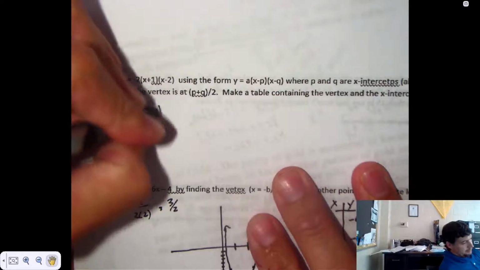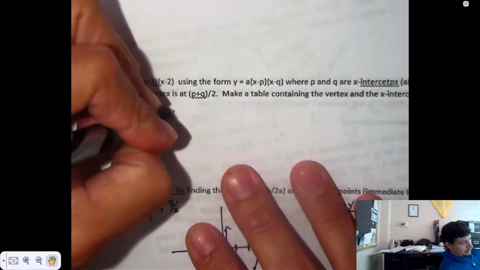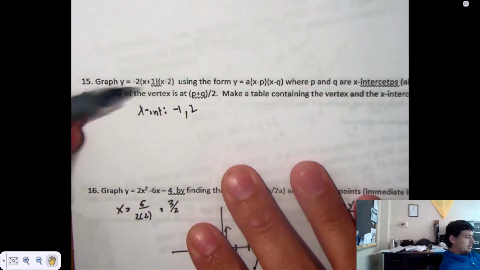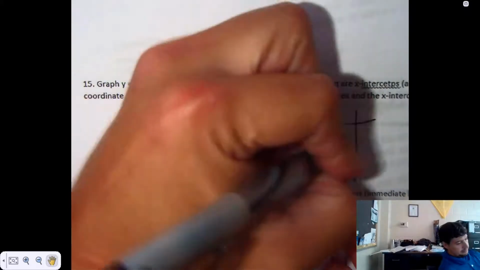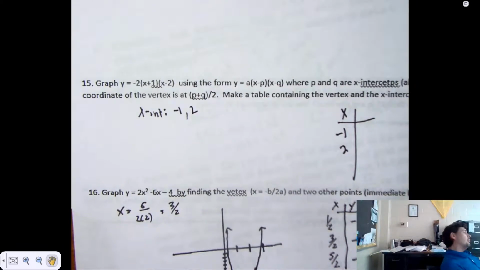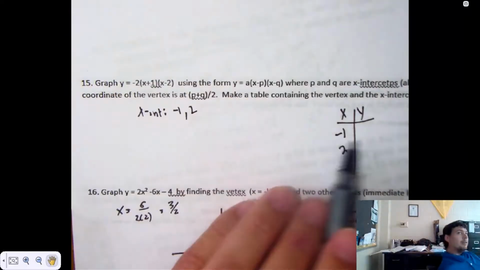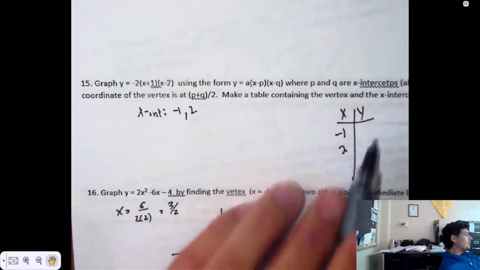All right, so where are your x-intercepts? Negative 1 and 2. I mean, that's just as simple as changing signs. We go ahead and make a table. Trey, x-intercepts happen when y is what? So, what am I going to put for the y values next to these x-intercepts? Zeros. That's 2 of the 3 points I need.